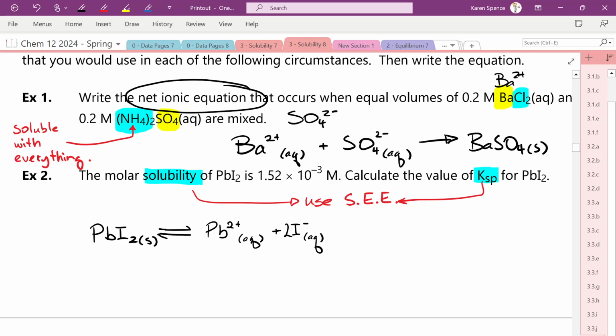I'm going to copy my solubility equilibrium equation over here.